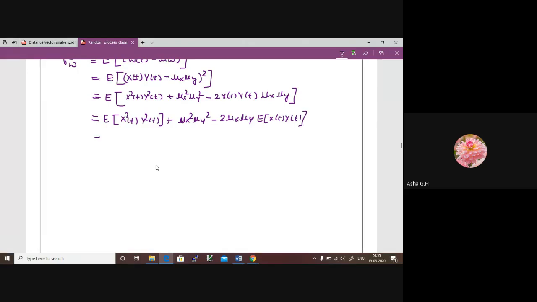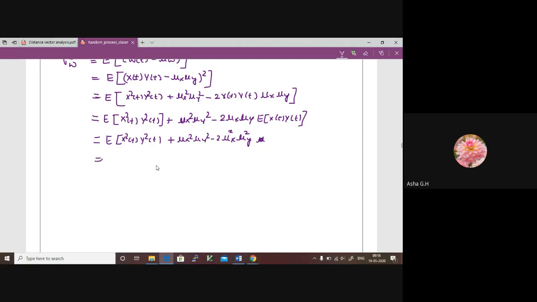Okay, so this is expectation of x square of t, y square of t, plus mu x square, mu y square minus 2 mu x mu y. Expectation of x into expectation of y is again mu x into mu y, so I can directly write it as mu x square and mu y square. Expectation of x is mu x, expectation of y is mu y.